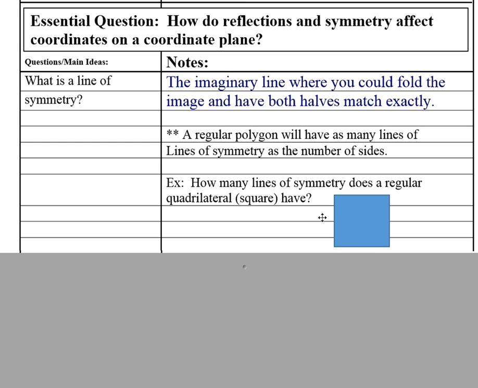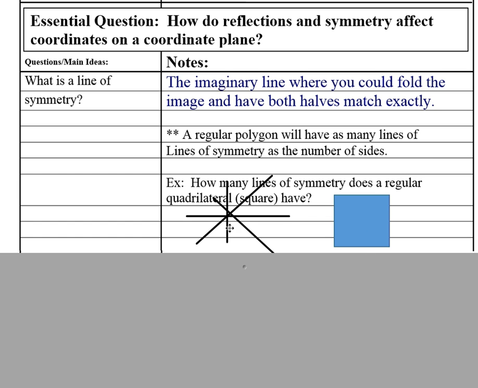I can draw another line here horizontally, which will cut the square in half. And I can draw a line diagonally and going the other way diagonally. So putting all of those together, I have a total of 4 lines of symmetry. And I'll pull them out so you can see. Here's 1 line, 2 lines, 3 lines, and 4 lines of symmetry.